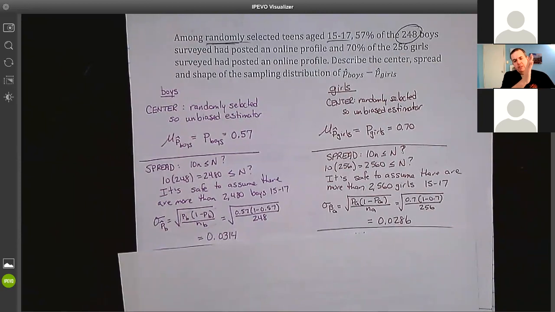So now what I know is where the boys are centered. I know how much variability there is to the boys. I can go to the right on the number line. I know where the girls are centered. I know the variability of the girls. Next and last, I can determine the shapes.